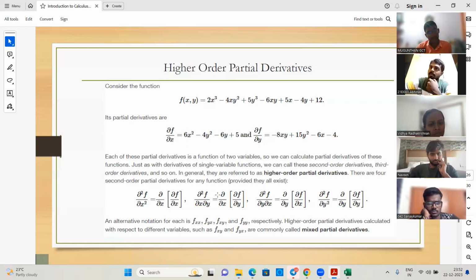Now I can do the following combinations. I can do dou f by dou x first, and then I can do a partial derivative with respect to x or a partial derivative with respect to y, correct? And the same thing I can do for dou f by dou y. You see that? So I'll have 4 combinations now. So just look at this part.